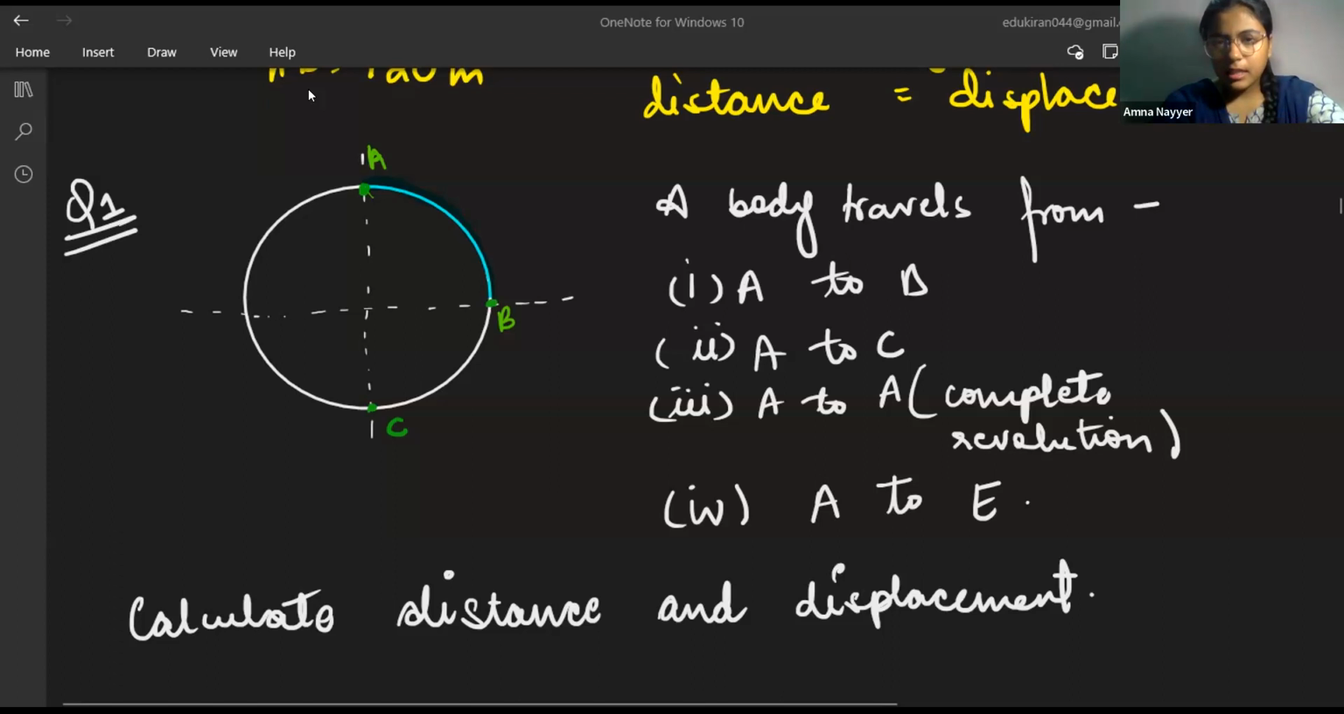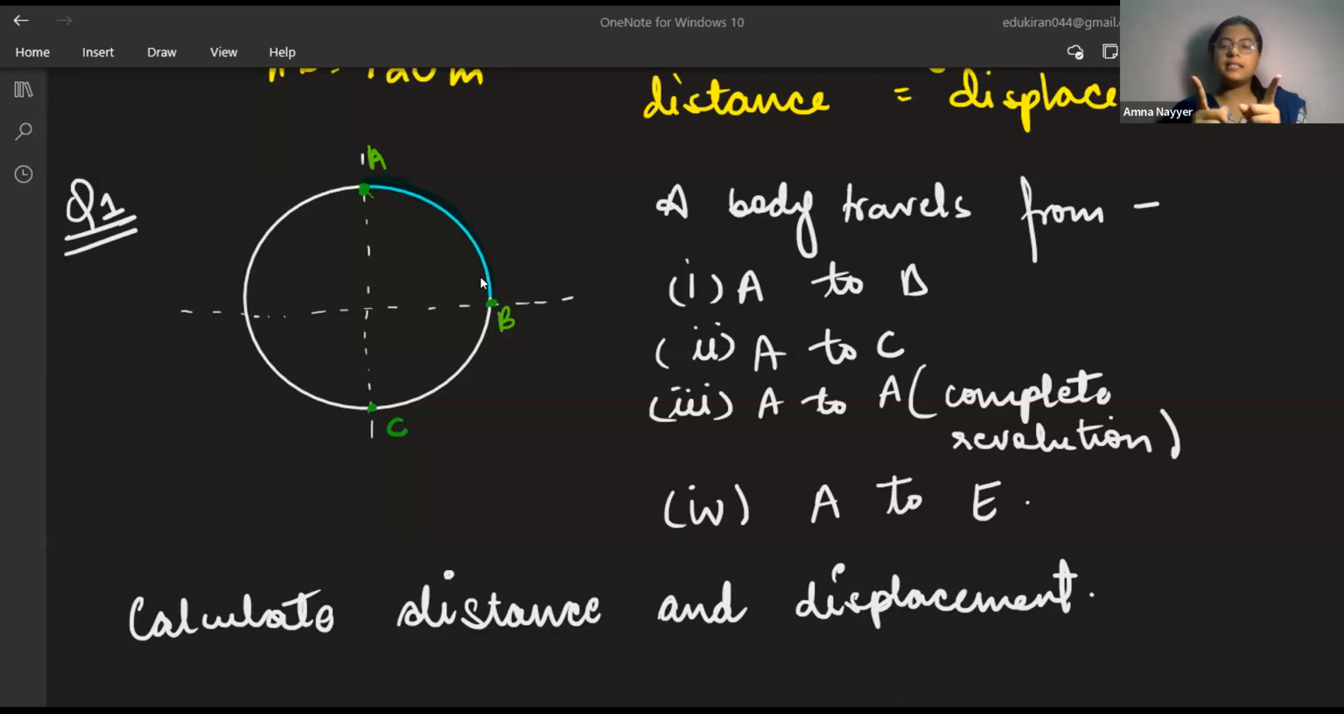See class, if a body travels from A to B, now we have to calculate the distance and the displacement in both the cases. So just see A to B. When I talk about distance, distance means the entire path that has been covered. This blue line shows that this portion has been covered.